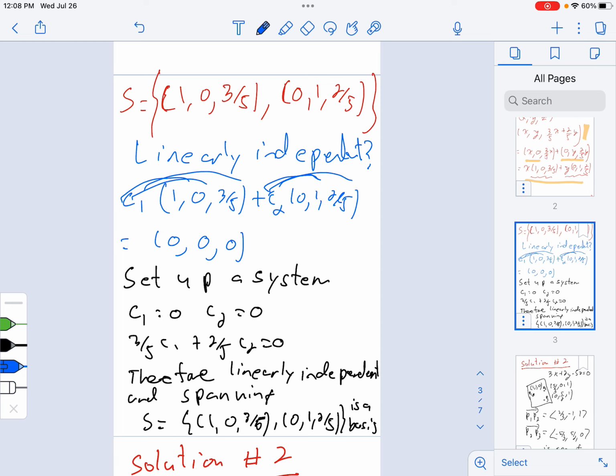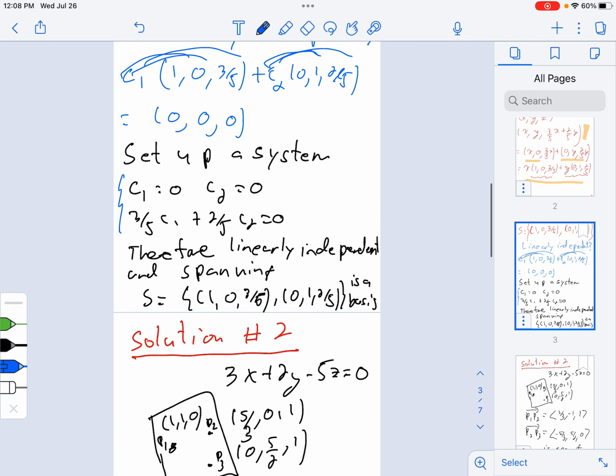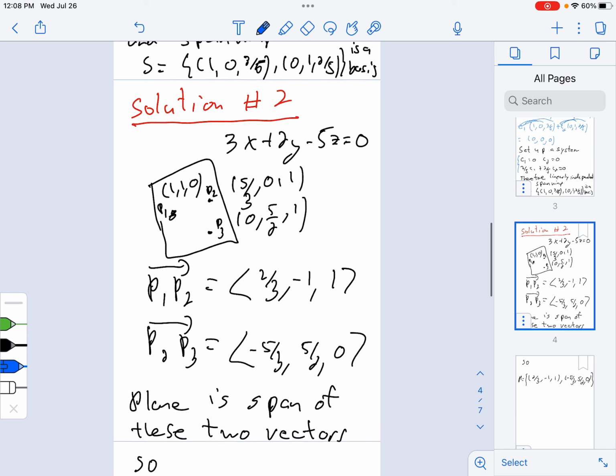After you do this, I suggest you do that. You would get that C1 and C2 both equal 0. And the third equation, these would be the three equations that you get out of that system, by the way. But with C1 and C2 equaling 0, that tells you right off the bat that the set is linearly independent. And therefore, because it's linearly independent and spanning, that set S, which I wrote up here, is a basis.